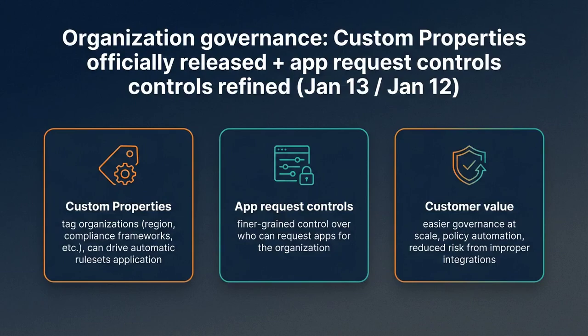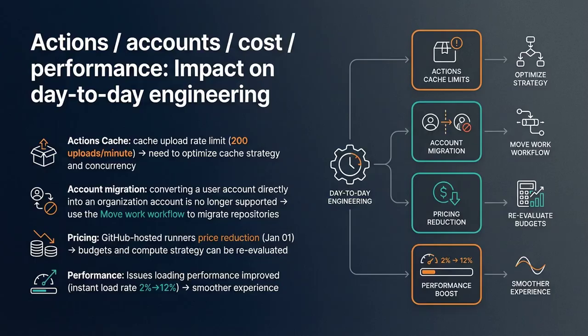Next, I will describe day-to-day engineering impacts. These platform changes affect daily engineering work. Actions cache uploads are rate limited to 200 uploads per minute. Teams should optimize cache strategies and concurrency to avoid throttling. Direct conversion of a user account into an organization account is no longer supported. Use the move workflow to migrate repositories. GitHub-hosted runners saw a price reduction on January 1st. Issues loading performance improved with instant load rising from 2% to 12%. Platform teams should adjust CI caching and prepare account migration plans this week.